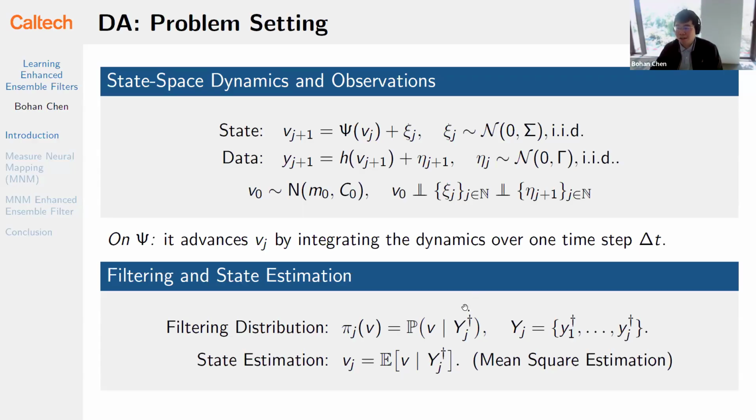It is defined as the true state conditioned on all the historical observations, including the current step j. And state estimation means that we want to estimate the true state from this filtering distribution. There are different ways, but usually people just use the minimum mean square estimation. That is simply taking the mean of this posterior distribution.